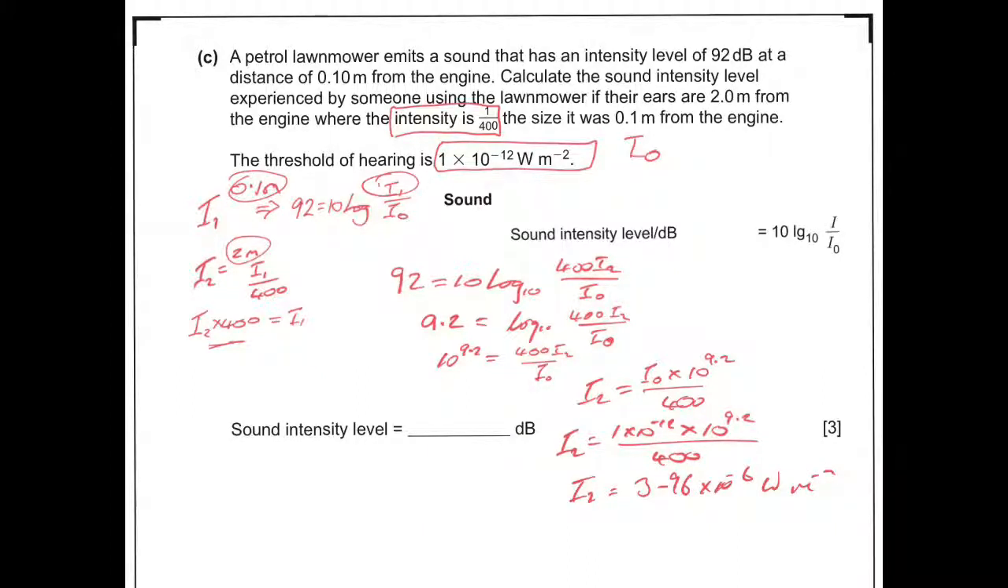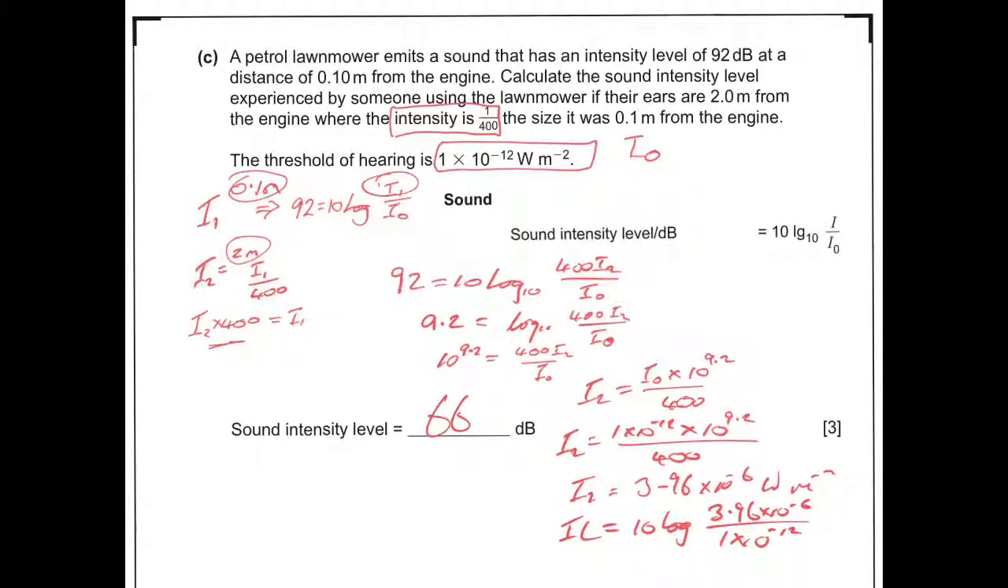And you put that back into the intensity level equation of 10 log of that value over the I0 value of 1 times 10 to the minus 12. And that gives you about 66 dB when you do that, 65.97 or something like that.